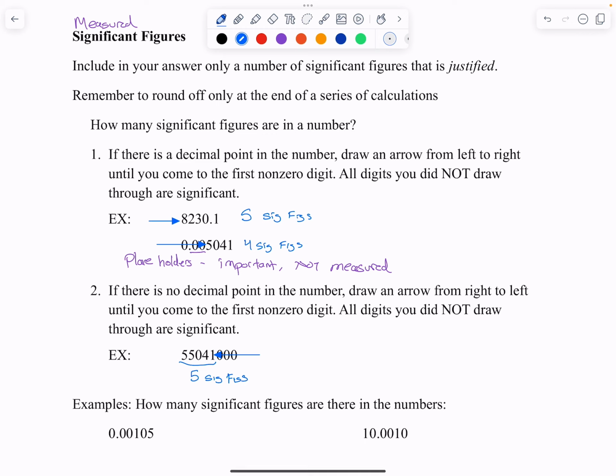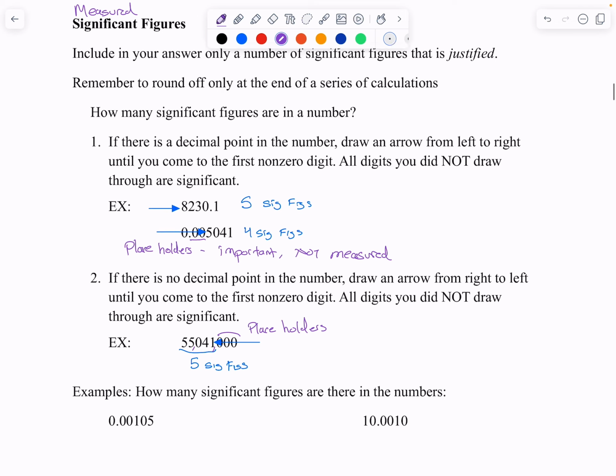And 3 placeholders. Those placeholders, again, are very important, right? Because that number would be what? $55 million, $41,000, let's say. That's very significant. Those 3 placeholders are very significant because if we took those numbers off, it would be $55,041. That's a huge, huge difference. All right, so the placeholders are very important, but they're not measured.